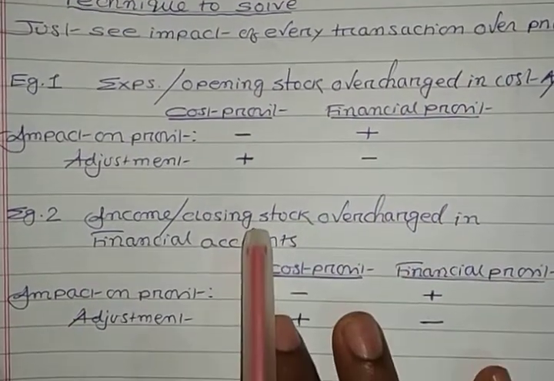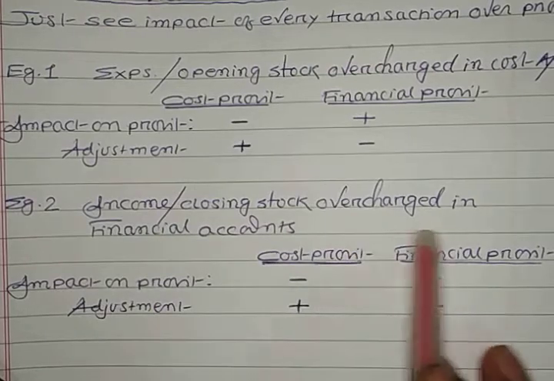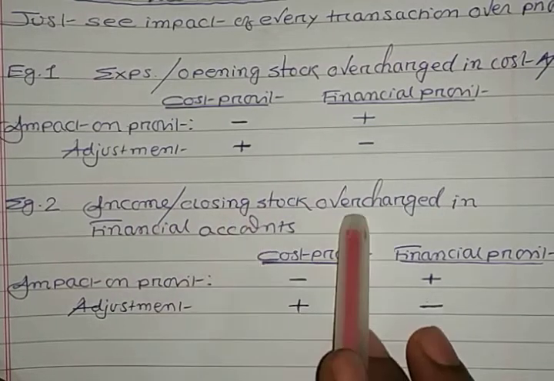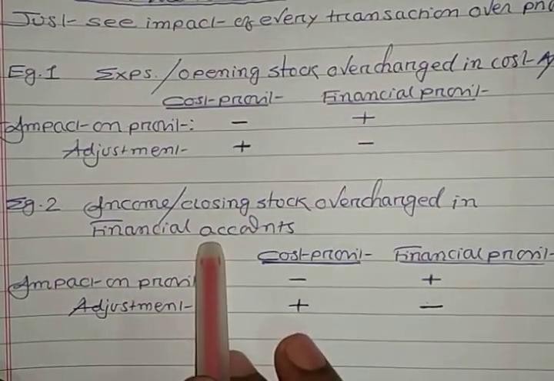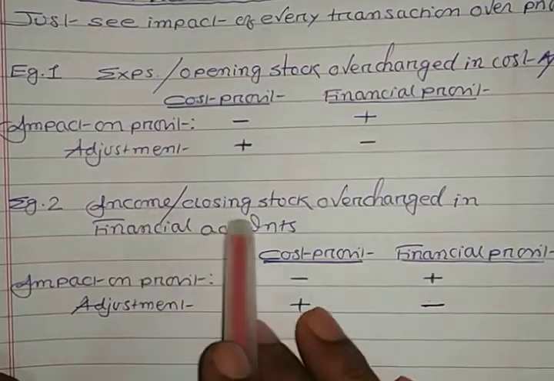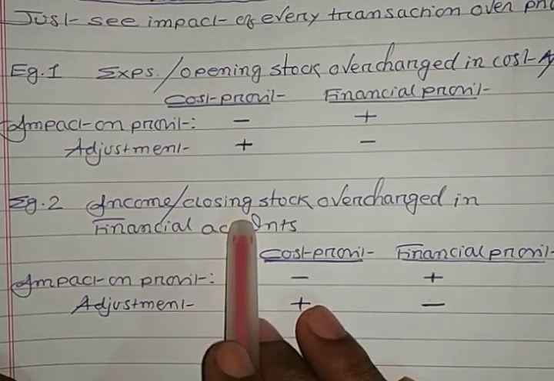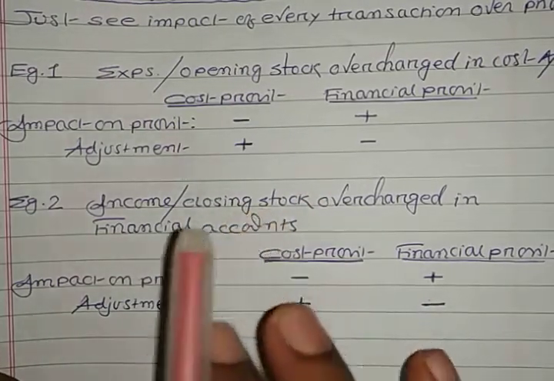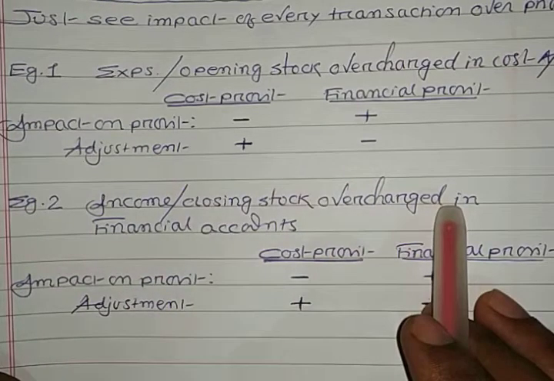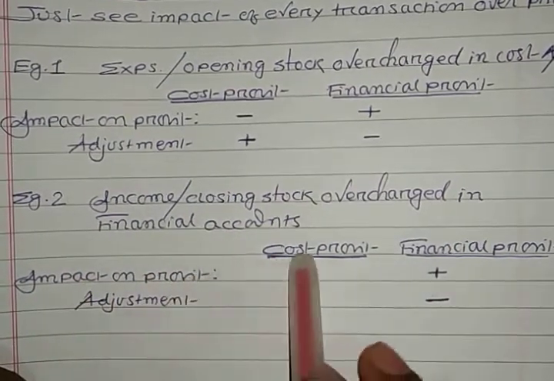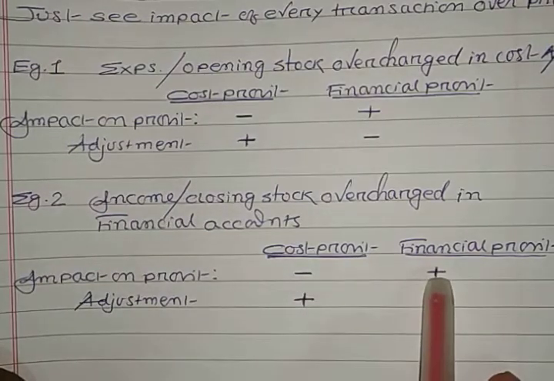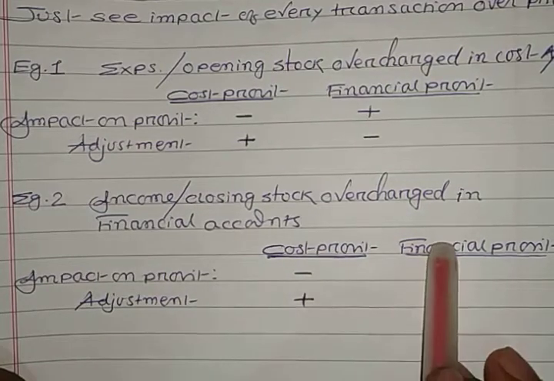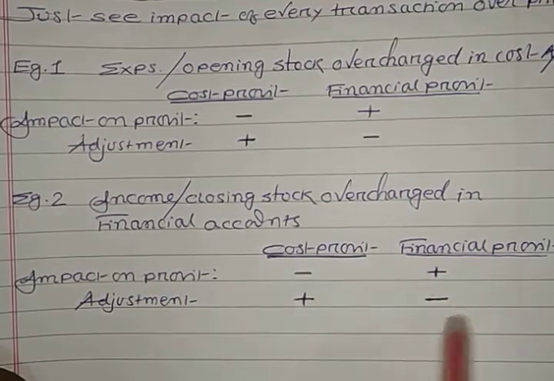Okay. Then another point is given: income or closing stock overcharge in financial accounts. Now you see here, income or closing stock overcharge in financial accounts. That means in financial accounts, income is recorded here more. That means in financial accounts, your profit will show more, right? That means your cost profit will show less, right? So what will be the impact on profit? Cost profit will be decrease and financial profit will be increase. So what you have to do? Adjust. Here adjustment will be cost profit will be increase and financial profit will be decrease. This is the adjustment.